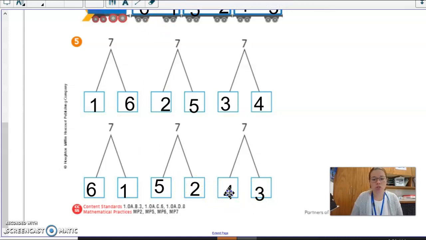One way to check and make sure that you have got all your partners, you can count. Okay, so let's see here. 1, 2, 3, 4, 5, 6. Great, those are all the partners of 7. We did it.